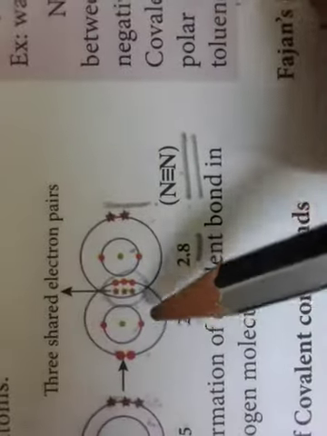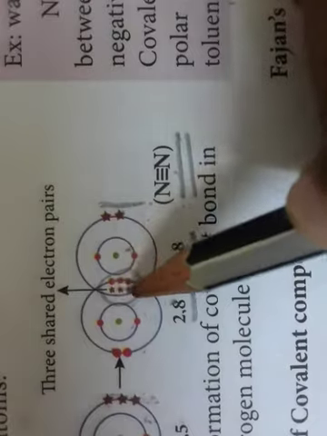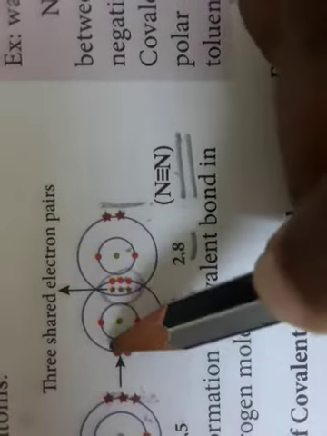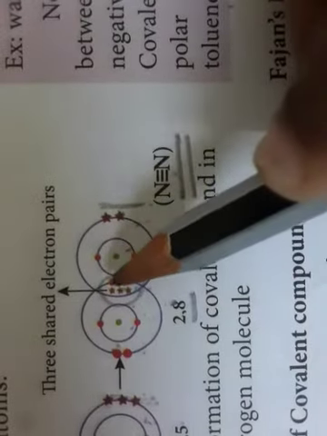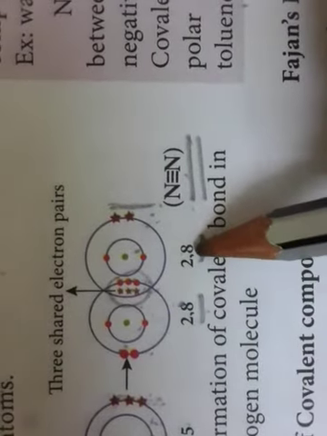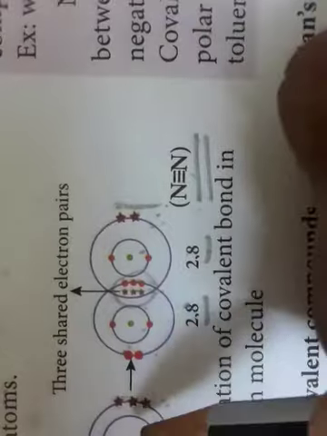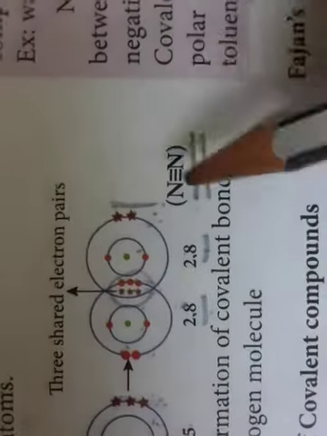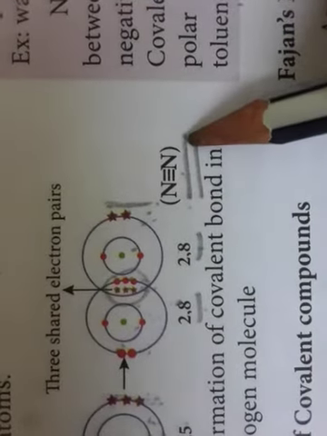When you see the diagram for this nitrogen, 1 2 3 4 5 6 7 8. So 8 electrons are there, and for this nitrogen, 1 2 3 4 5 6 7 8. So by the octet rule, they have got the stable electronic configuration 2, 8 and 2, 8. Since 3 electrons are shared between 2 nitrogen atoms, here the triple bond is present.